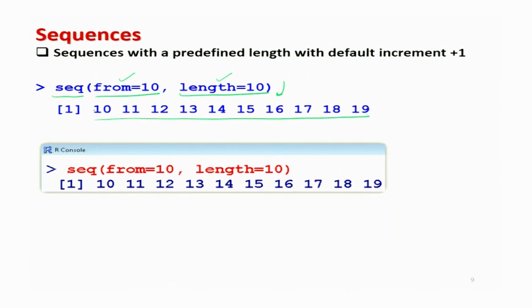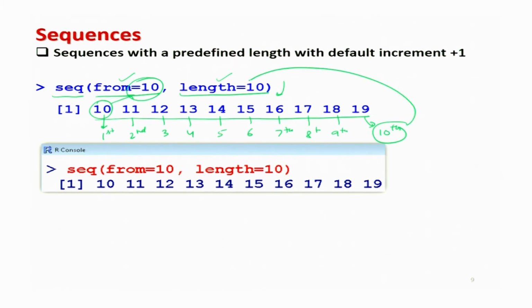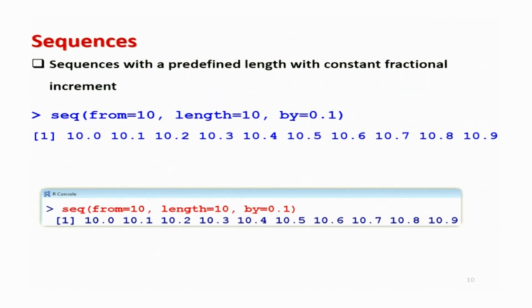If you look here, this is beginning at 10. So this 10 corresponds to from, and now this is my first value, 11 is my second value, 12 is third, 13 is fourth, 14 is fifth, 15 is sixth, 16 is seventh, 17 is eighth, 18 is ninth, and 19 is the 10th value. So this 10 corresponds to length 10, right. So there are 10 elements in this sequence which begin at 10. So you can see it is not a very difficult thing to generate such a sequence in the R software.